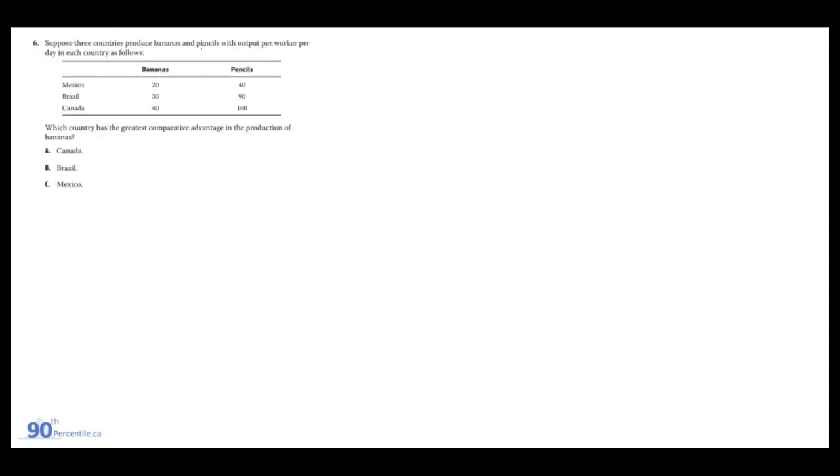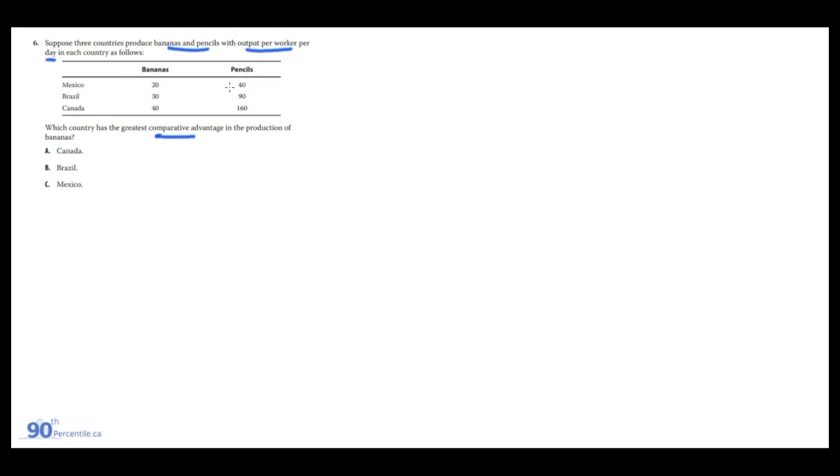Suppose three countries produce bananas and pencils with output per worker per day as follows. So we have Mexico, Canada, Brazil, and we have bananas per worker per day and pencils per worker per day. Which country has the greatest comparative advantage in the production of bananas? Canada, Brazil, or Mexico? So like I said earlier, comparative advantage is the lowest opportunity cost.